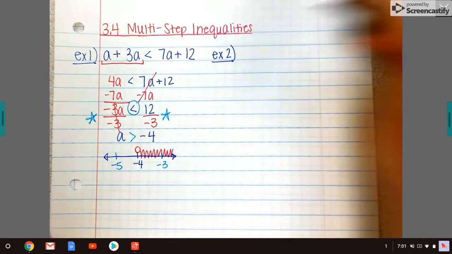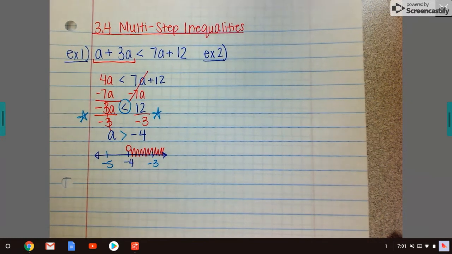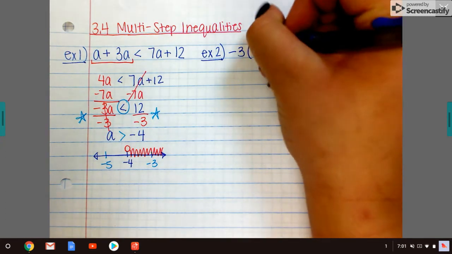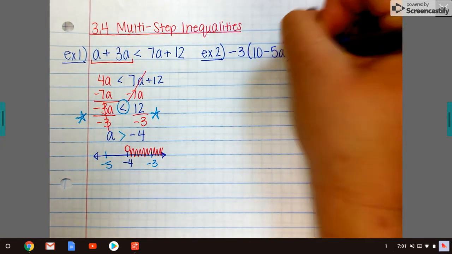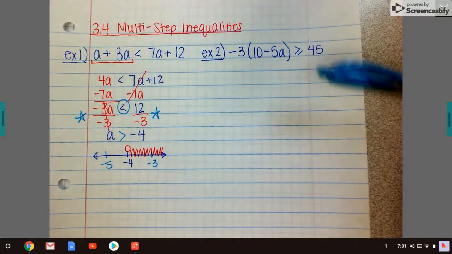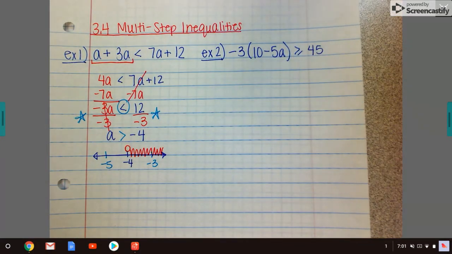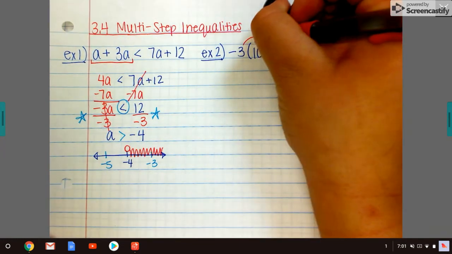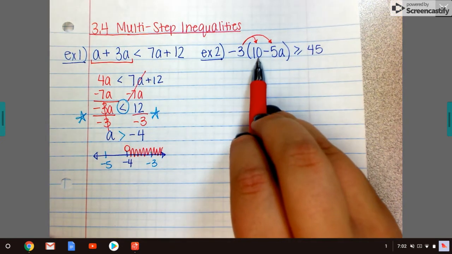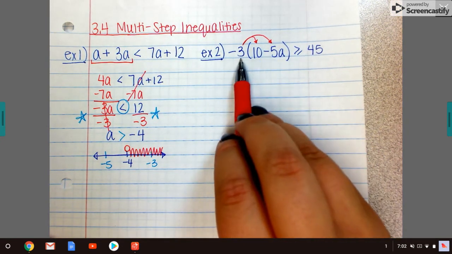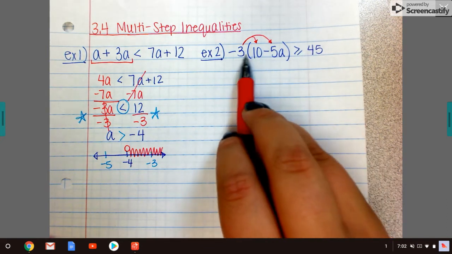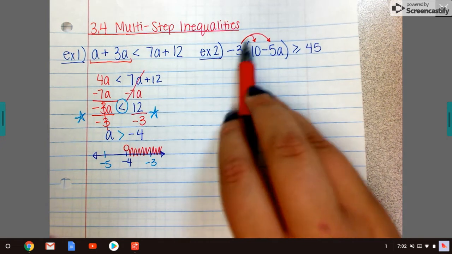I'm going to keep chugging along here though, so I can get it under 10 minutes for you as a video. So next one, I'll have distributing on this one. So negative 3 times the quantity, 10 minus 5a, is greater than or equal to 45. So looking at the left-hand side, I want to distribute that negative 3 in. And I always draw these arrows. It's not just for fun, but I do it to remind myself that this is going to get distributed and multiplied by every term. I see a lot of students multiply it into the first term and forget to do the second or the third or so on. So the arrow helps me remember to multiply it into every single term.